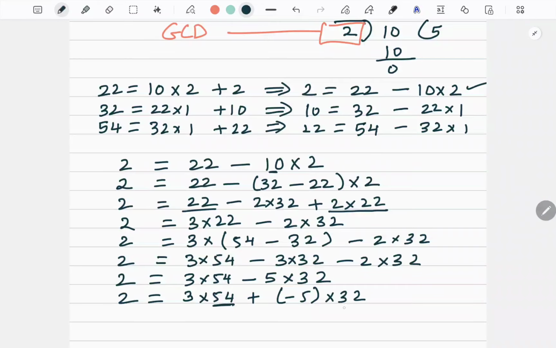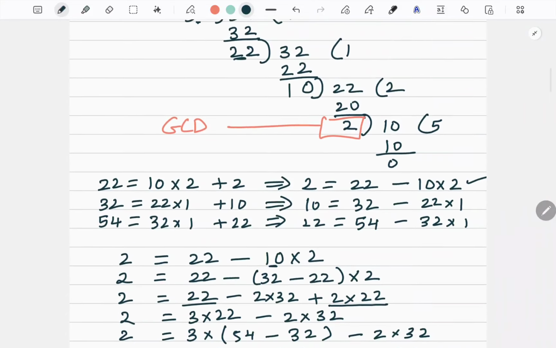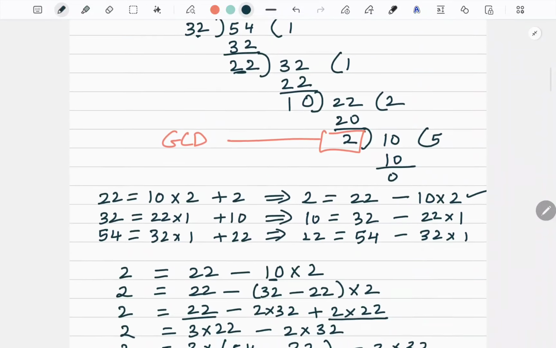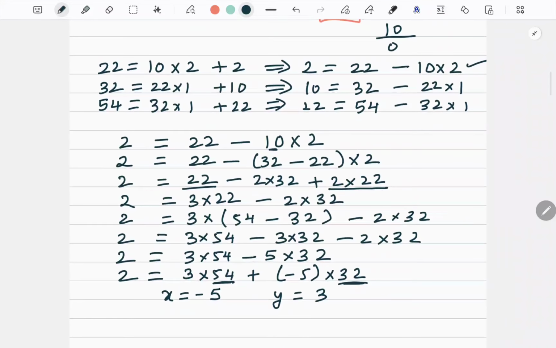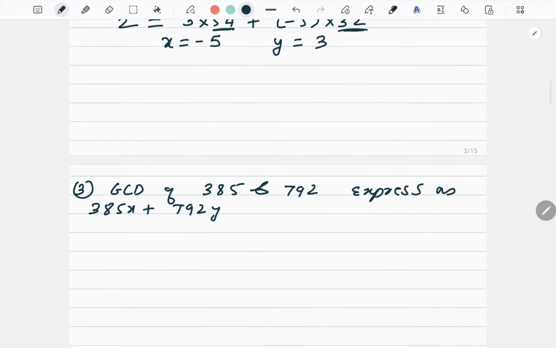Because 54 and 32 were the numbers from where I started. So now if I compare, what is the coefficient of 32? 32 coefficient is minus 5. So x is equal to minus 5 and y is equal to 3. See here, 32 coefficient and 54 coefficient. So you got the answer as x is equal to minus 5 and y is equal to 3. Let's move to the next question.